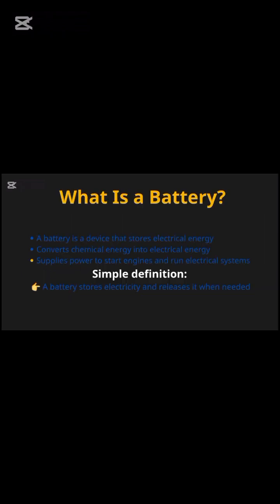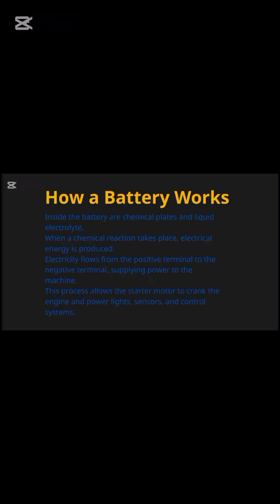What is a battery? 1. A battery is a device that stores electrical energy. 2. Converts chemical energy into electrical energy. 3. Supplies power to start engines and run electrical systems. So, in simple terms, we can define a battery as: a battery stores electricity and releases it when needed.